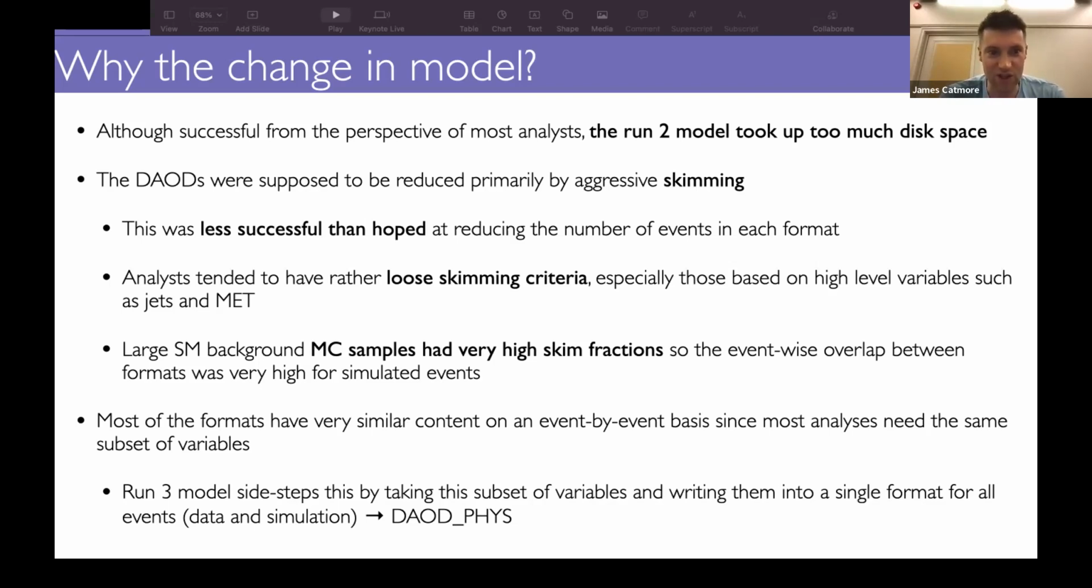And then when it came to the large standard model background Monte Carlo samples, these tended to have very high skim fractions. This meant that the event-wise overlap between the formats was very high for simulated events. And because most of the formats had very similar content on an event-by-event basis, at least for Monte Carlo, many of these different DAODs were just writing out the same events again and again. So taking advantage of this situation, we moved to a model where we would just take this common set of variables that were being used by more or less everybody, write them into a single format for all events, and this gives us DAOD FIS.